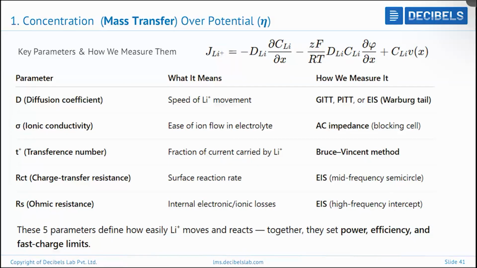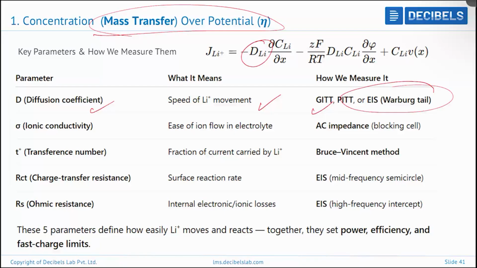Okay. So for this mass transfer overpotential, the diffusion coefficient Di represents the speed of lithium ion movement. This can be determined by using GITT, galvanostatic intermittent titration technique, and PITT, potentiostatic intermittent titration technique, and EIS by using the Warburg tail. So this will be covered in unit 3 of our battery materials characterization and digital twinning course. We have covered almost 3 to 4 hours of discussion about EIS, where we use the technique to find the diffusion coefficient.